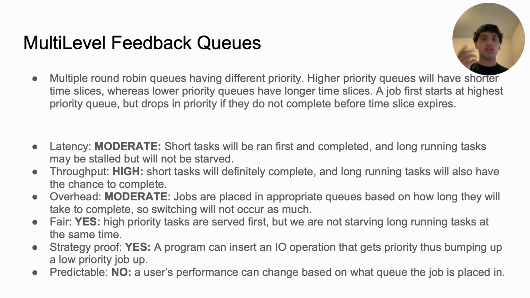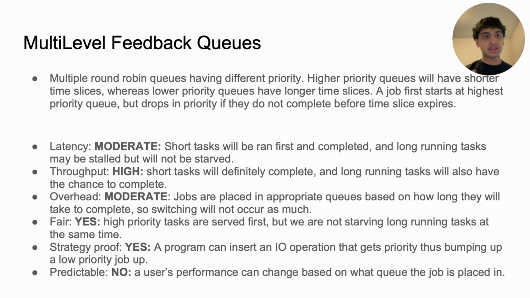But if you're a long running task, by default you enter into the highest priority queue, which is the one with the lowest time slice. If your execution time is not done, or your job does not complete before the time slice expires, let's say it takes 10 seconds for your job to run, but the time slice in the highest priority queue is 1 second, then you're going to get demoted to the next queue because your time slice expired. You're not a short job, right? So you're a longer job, so you're going to go down in priority. And this keeps happening. These jobs can keep going down the priority queues.